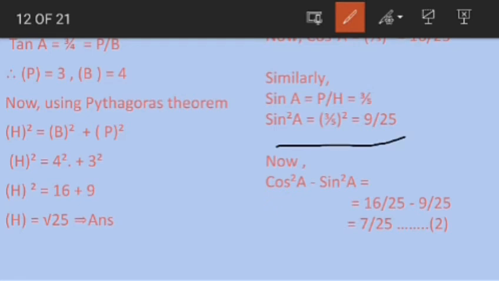Now since we have the sin square A and cos square A, we are going to put it in the equation: cos square A minus sin square A. The cos square A was 16 by 25 and sin square A was 9 by 25, that is 7 by 25.